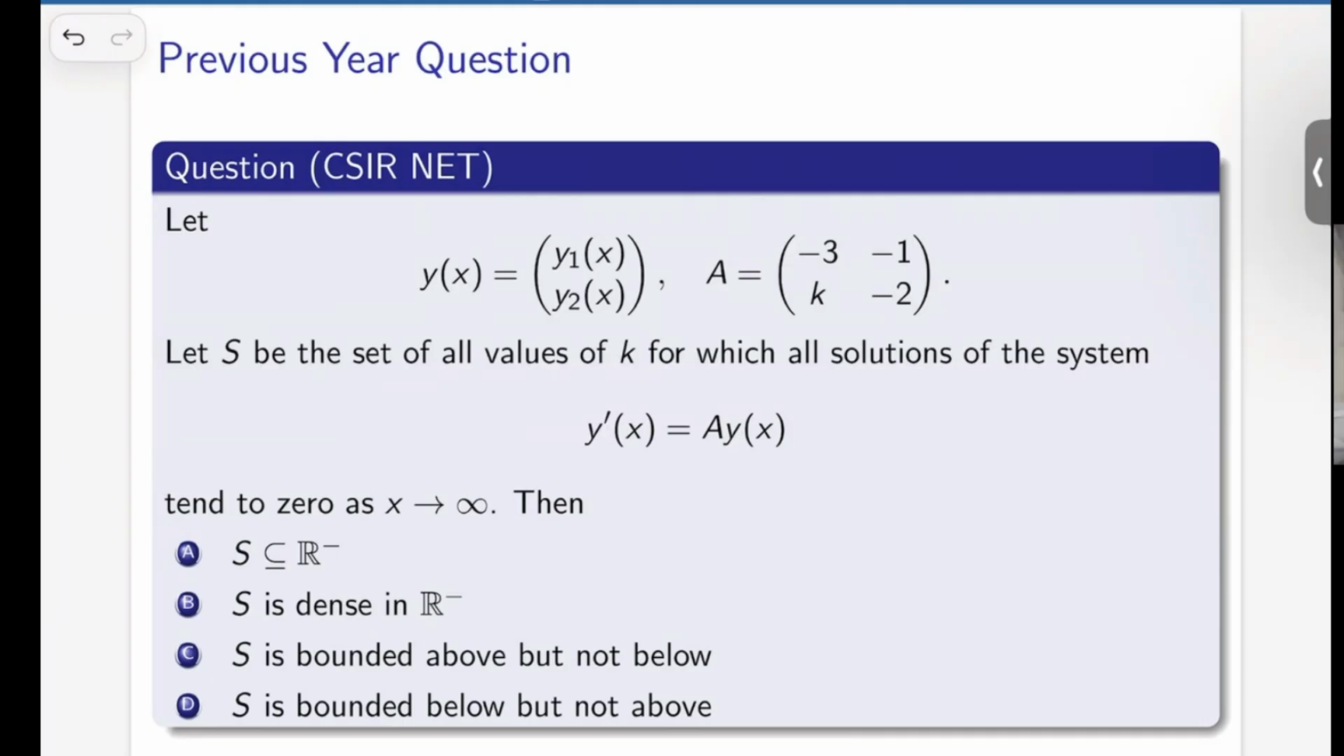But here see the options. The options are: it is contained in R negative, it is dense in R negative, it is bounded above but not below, it is bounded below but not above.